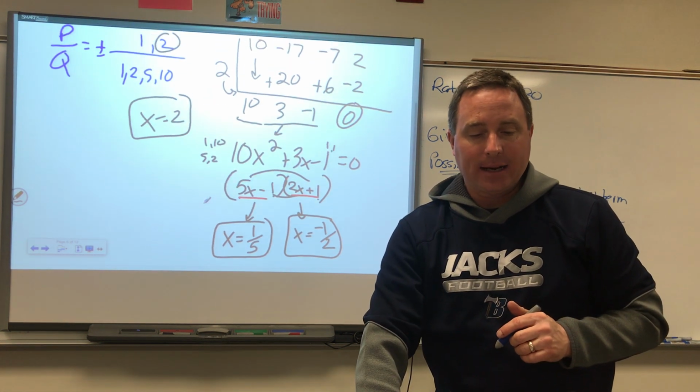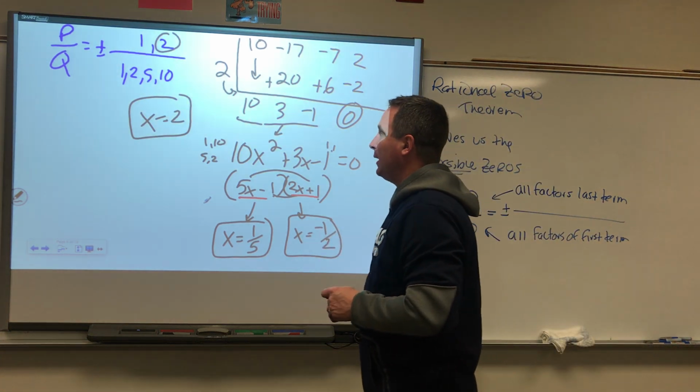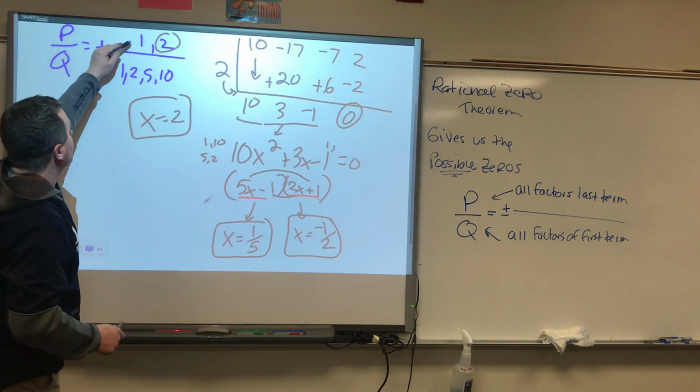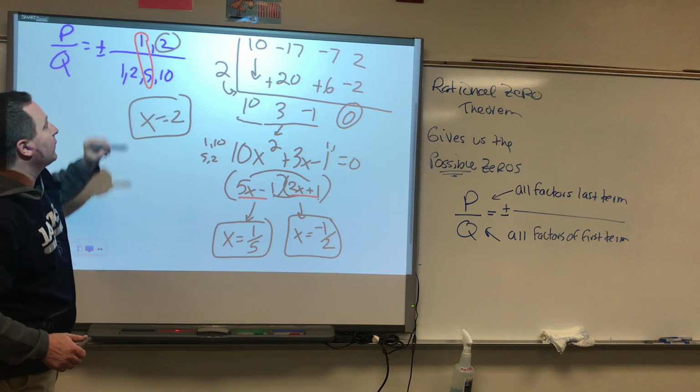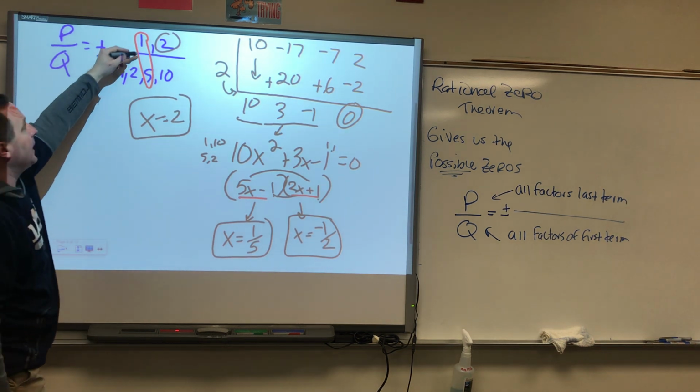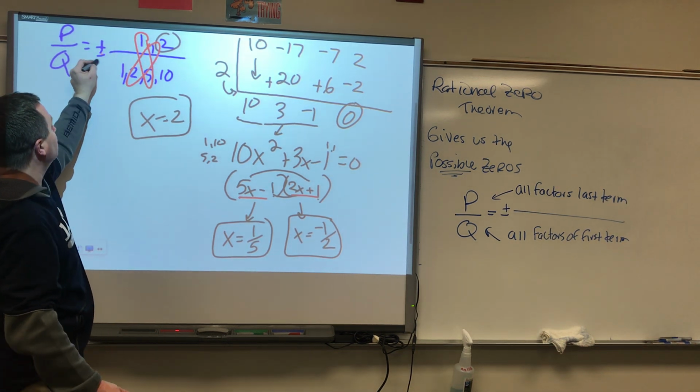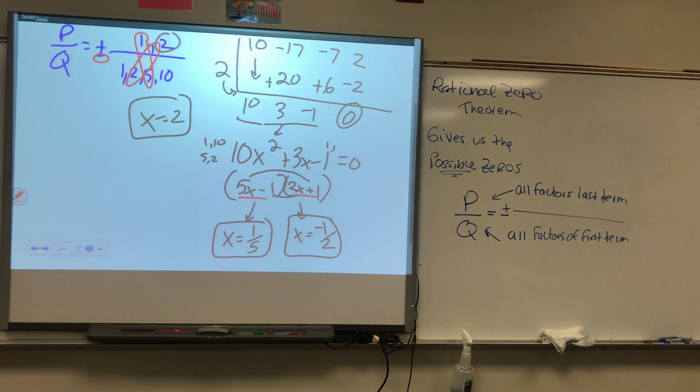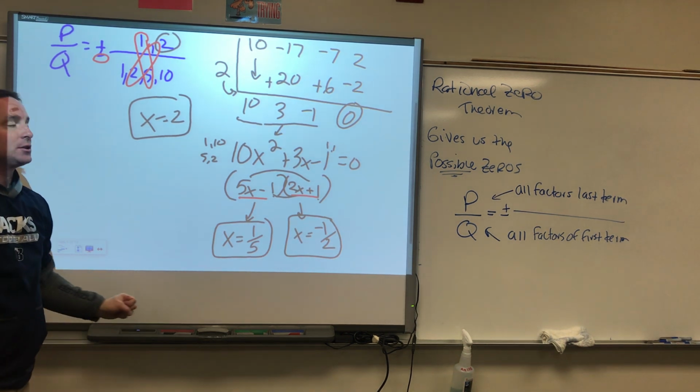Okay? And again, if I go back up to the top, 1/5 and negative 1/2 were among the possibilities. Okay? Here's 1/5, 1 over 5. Okay? And there's 1/2, the negative 1/2. So it is one of the possible solutions.